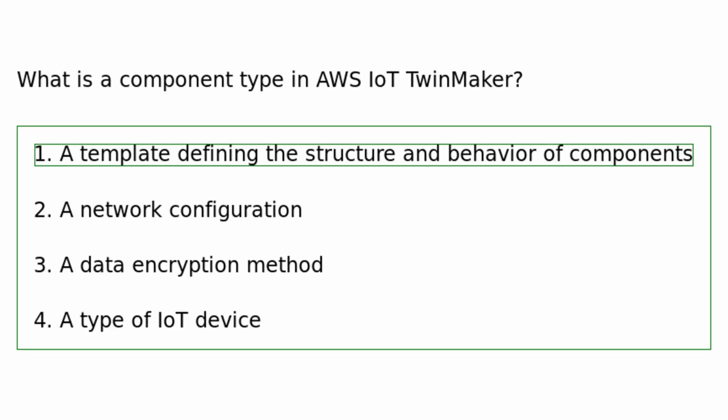Component types define the structure and behavior of components in a digital twin model.